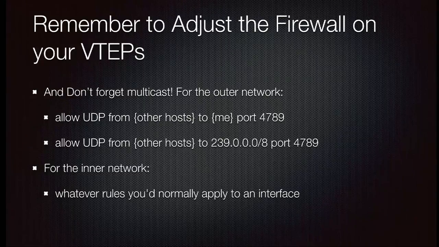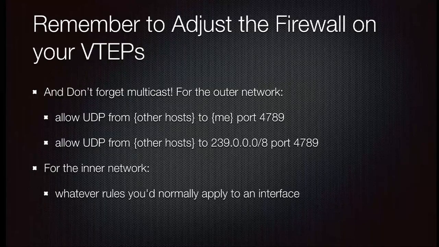Then the firewall is something you have to think twice about, because it's tunneled, things are potentially firewalled twice. So on the outer network, if you want to allow your VXLAN through, you need to allow UDP to your VTEP on 4789 or whichever port you're using. You also need to allow UDP from other hosts to the multicast address or the multicast range. And if you take my suggestion, that's 239/8 as the destination that you would allow in your firewall.